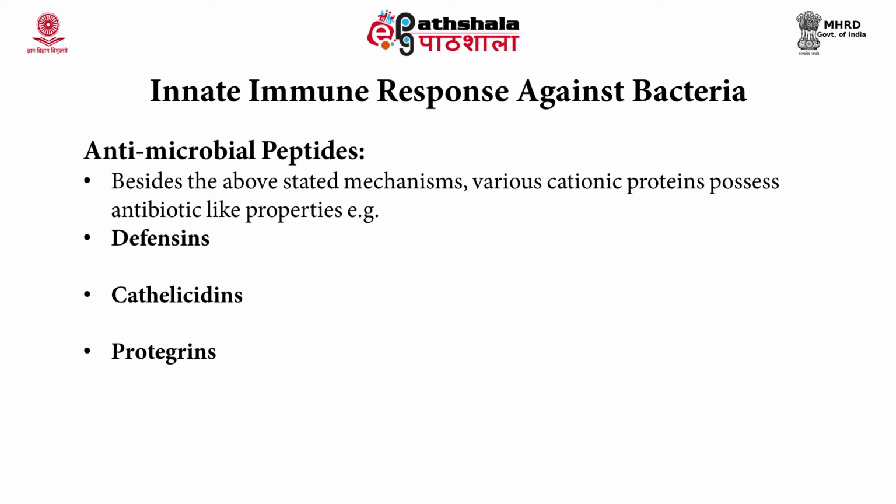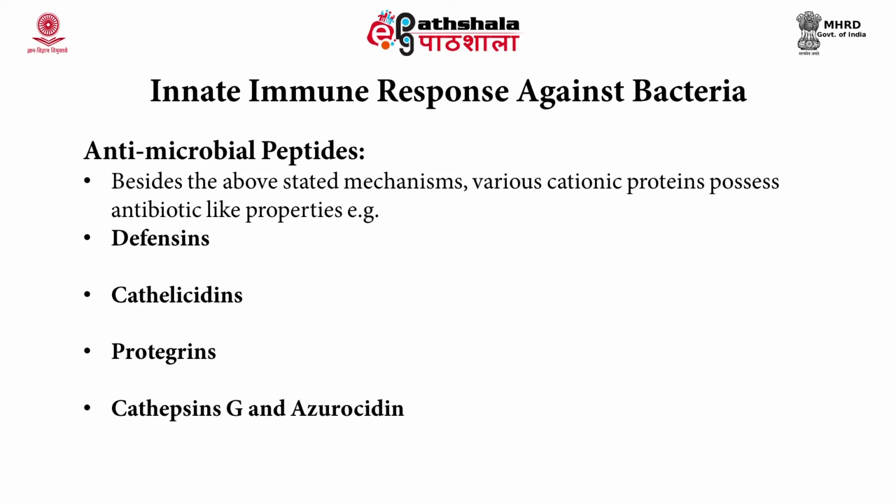Protegrins is yet another class of antimicrobial peptides which are composed of around 16 to 18 amino acids, chiefly arginine and cysteine. They have been shown to have microbicidal properties against Candida albicans, Listeria monocytogenes, Neisseria gonorrhoeae, etc. The mechanism of action of protegrins is similar to other antimicrobial peptides, that is, disruption of membrane of pathogens.